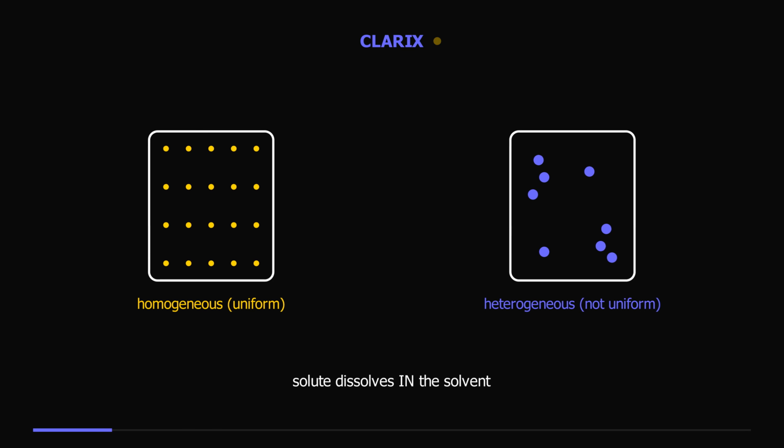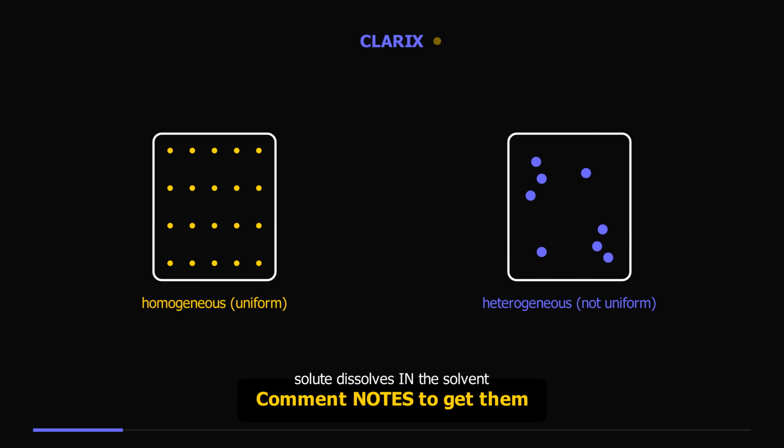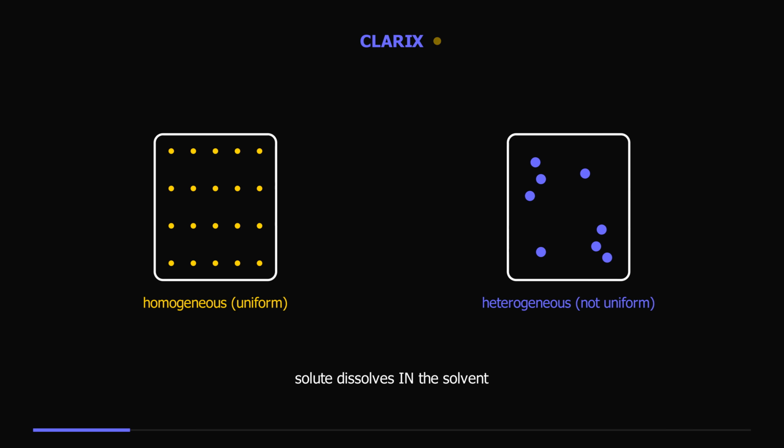In a solution, the solute is the substance being dissolved, and the solvent is the substance doing the dissolving. We express how much solute is present using concentration: mass by mass percentage, mass by volume percentage, or volume by volume percentage, depending on what's easiest to measure.